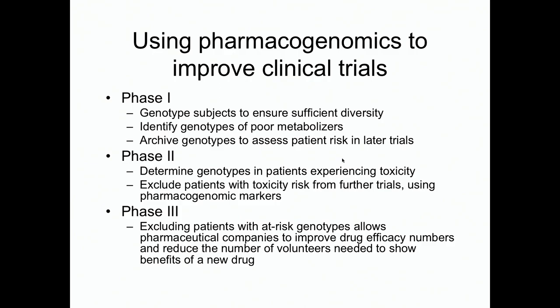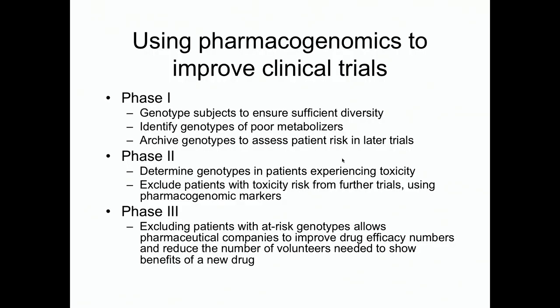So this technology has developed into a field which we call pharmacogenomics. That's a mouthful. And this is basically where we're able to do better drug development. We can look at genotypes of individuals. We can also exclude patients with at-risk genotypes. And this actually helps pharmaceutical companies to improve the efficacy numbers and reduce the number of volunteers needed to show the benefits of a new drug.